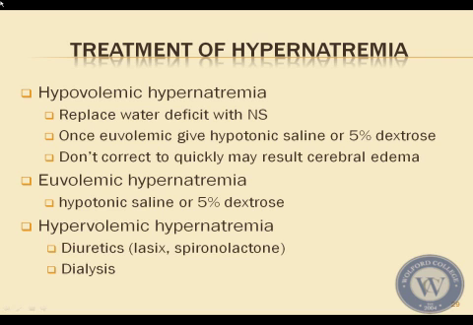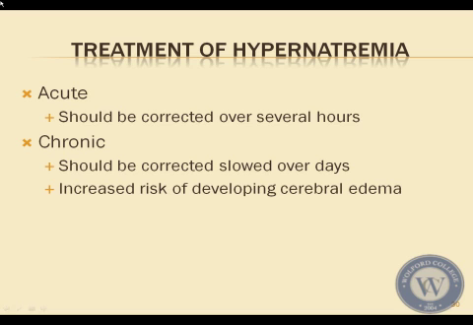If you have a patient with euvolemic hypernatremia, you give hypotonic saline or 5% dextrose. If you're looking at hypervolemic hypernatremia, then patients may respond to diuretics such as Lasix and spironolactone, or dialysis. Treatment in the acute setting should be corrected over several hours. As for the chronic patient, it should be corrected slowly over days. So for elective surgery, you shouldn't take a chronically ill patient with significant hypernatremia and try to reverse it almost immediately. That's not a good idea. Instead, go with a slower approach.